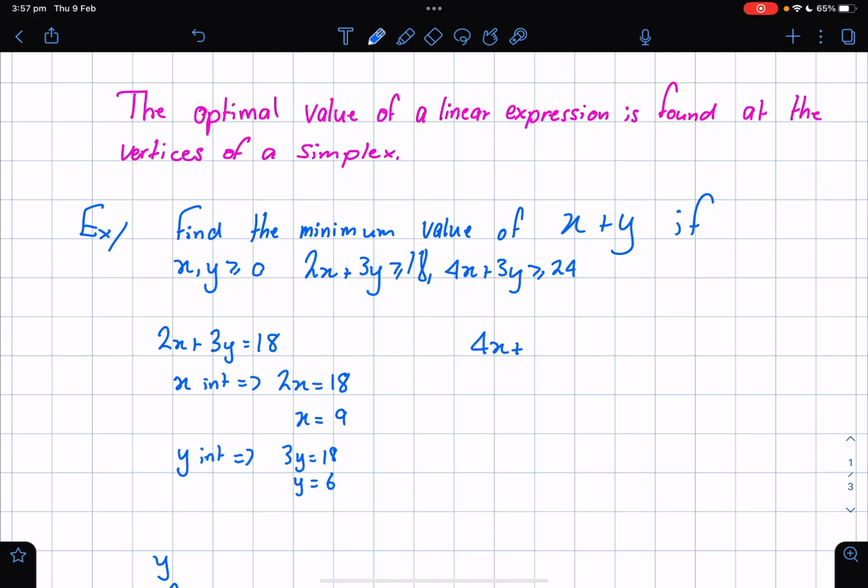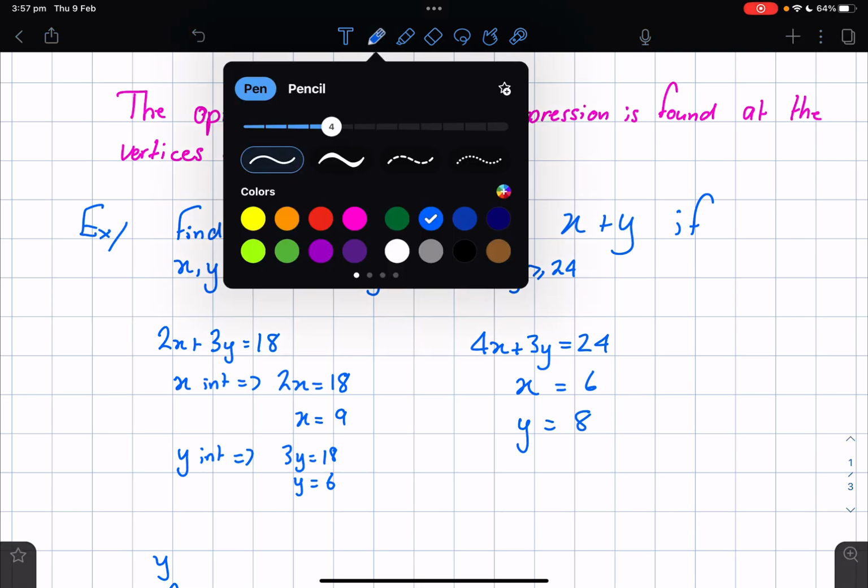We're going to do the same thing with our second equation here. Now, just really quickly, x is going to be 24 divided by 4, which is 6, and y is going to be 24 divided by 3, which is 8. All right, so now that we've got those points, we're going to put them onto our graph.